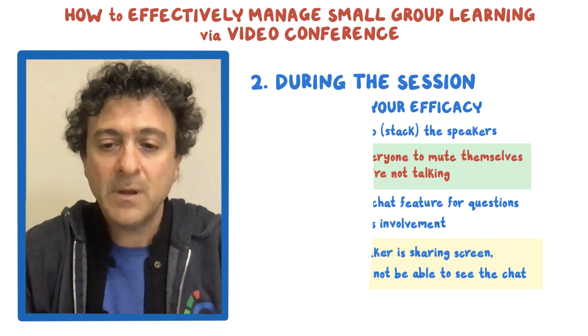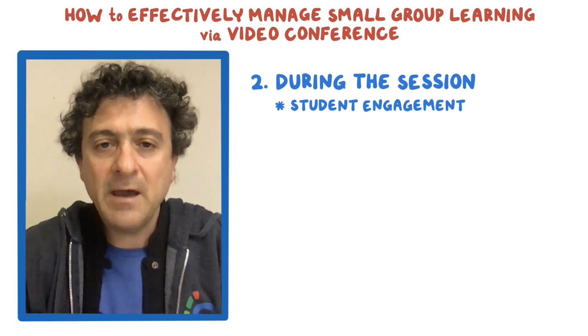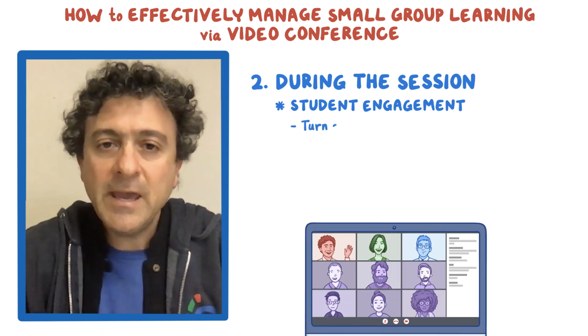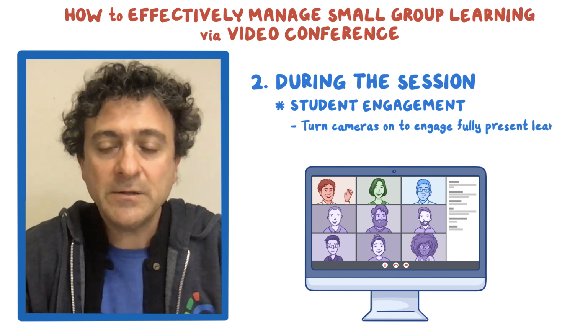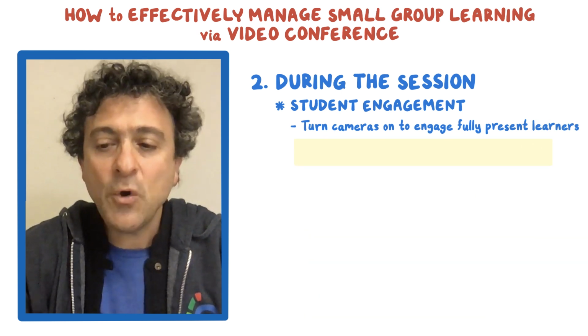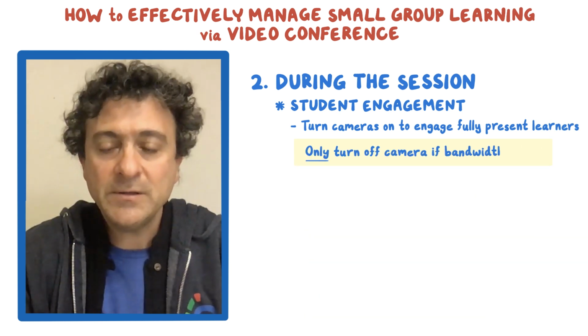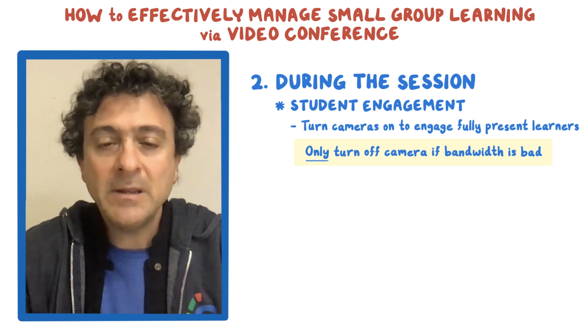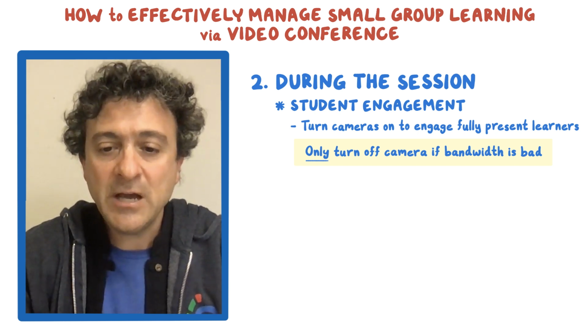So declare that to the learners before you start sharing your screen so they're aware that you're not simultaneously watching the chat feed. In terms of student engagement, there's several tips I have for you. First of all, put the cameras on to engage fully present learners. In fact, you should tell them to only turn off their camera if bandwidth is causing an issue and choppiness, but let them declare that explicitly in the chat feature.